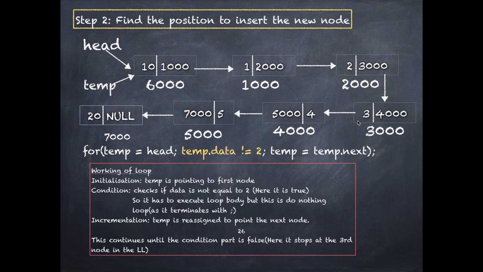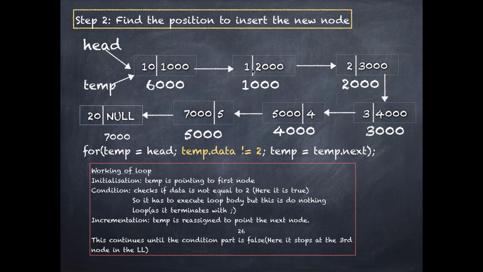Okay, so find the position to insert the new node, that is a step, right? So what you have done, I have assigned temp equal to head. Then I'm checking whether temp.data not equal to 2. Okay, so here temp.data is not equal to 2. The condition is true. If the condition is true, it is a do nothing for loop. There is nothing to do, so it will come here and temp equal to temp.next. It will point to here.